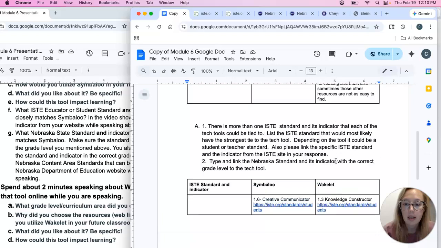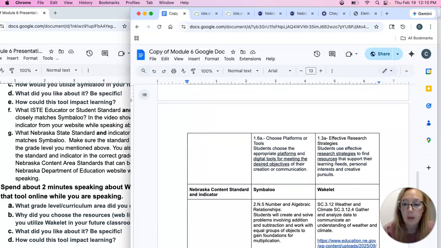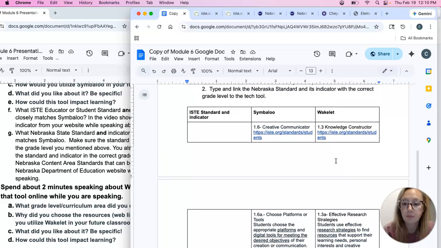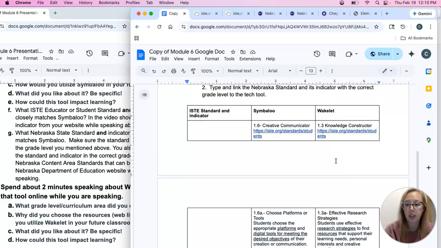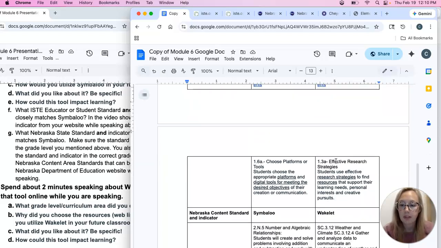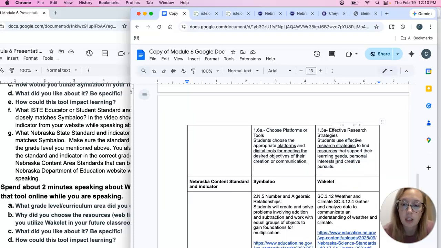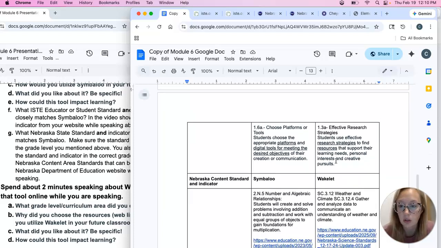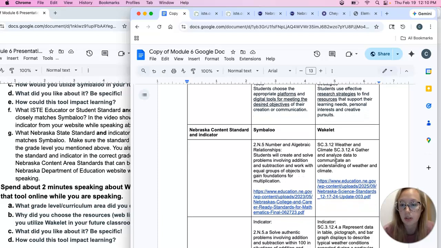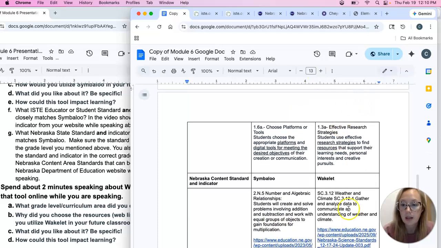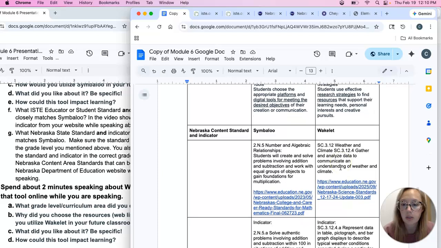So I related that also back to Knowledge Constructor, effective strategies. Students use effective strategies to find resources that support their learning needs, personal interests, creative pursuits. They'll use this for research and resources.